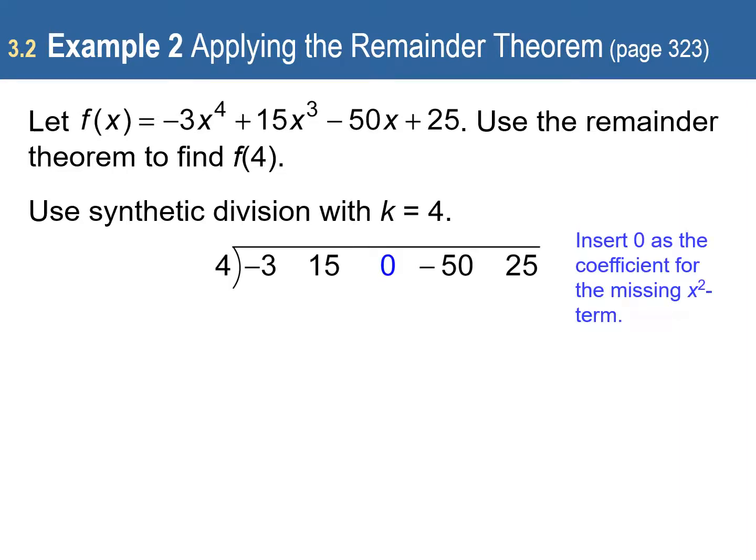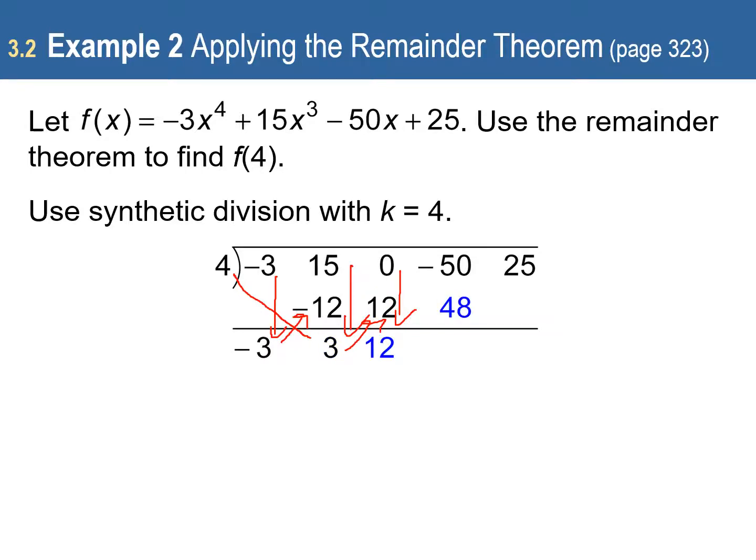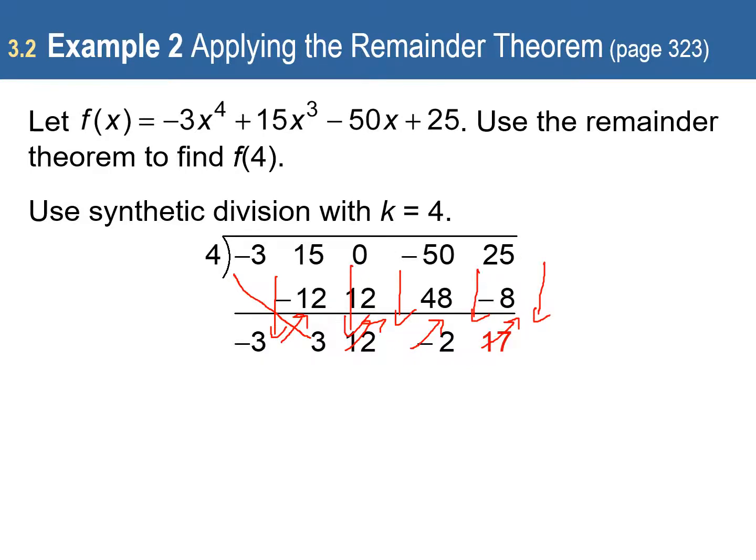All right, with k equal to 4, you list your coefficients. So you're going to bring down the 4. 4 times 4 is 16. Then we're going to add straight down. 4 times negative 3 is negative 12. Add straight down, and get negative 1. Let's continue: add straight down, 4 times 3 is 12, add straight down, you get 12. 4 times 12 is 48. Add straight down, it's 46. Add straight down, and you get 17. So f of 4 is equal to the remainder, which is 17.